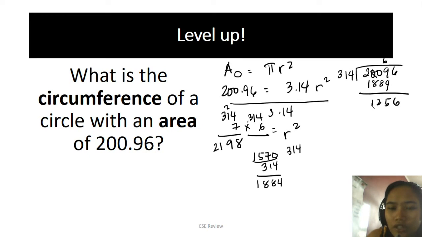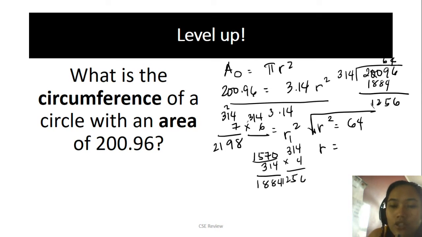So, you have 314 times 4. You have 16 here. You have 5 here. And then you have 12. Sakto yan. So, 64. Okay? Ibig sabihin, r squared equals 64. Now, to get the radius, gagawin natin, is-square root natin both sides. It's going to be r is equal to the square root of 64. That is going to give us 8, kasi 8 times 8 is 64. Ibig sabihin, our radius is 8.